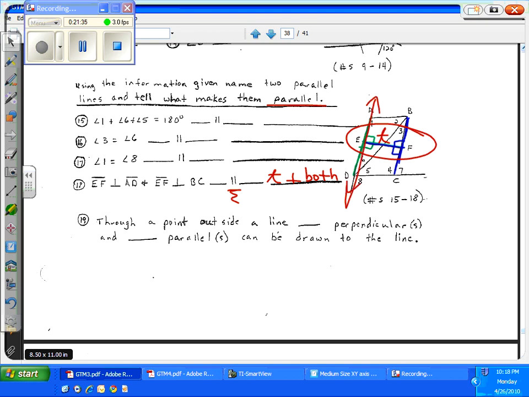The lines are AD, if we go from one end to the other, and BC. Line AD is parallel to line BC because the transversal is perpendicular to both. Any questions on numbers 15 through 18?